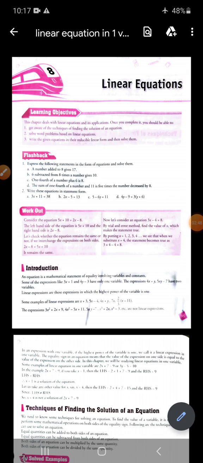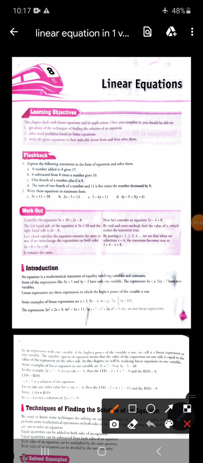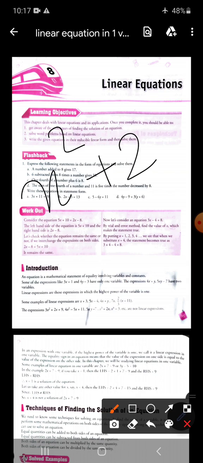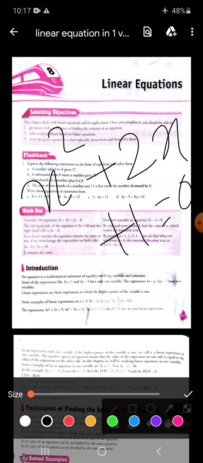So quadratic equation means that the degree of the equation will be 2, right? That is, say, x square plus 2x plus 1 is equal to 0. So clearly here you can see the degree of this equation is 2. So this is called quadratic equation.